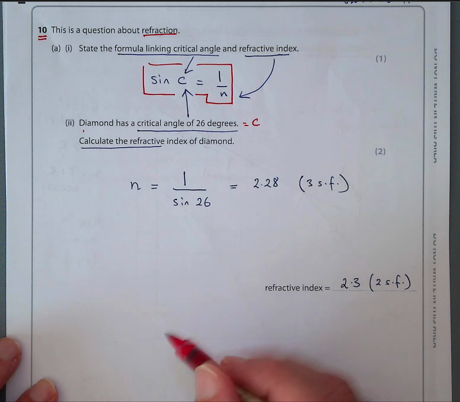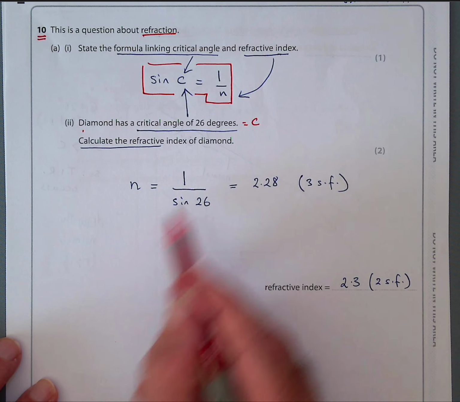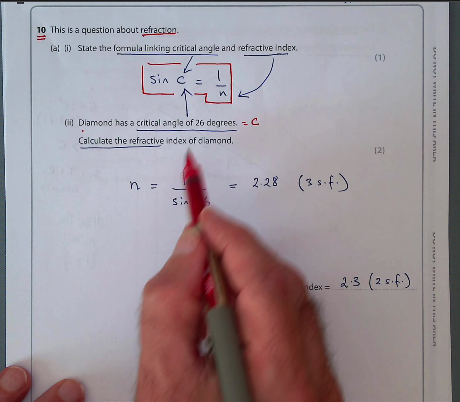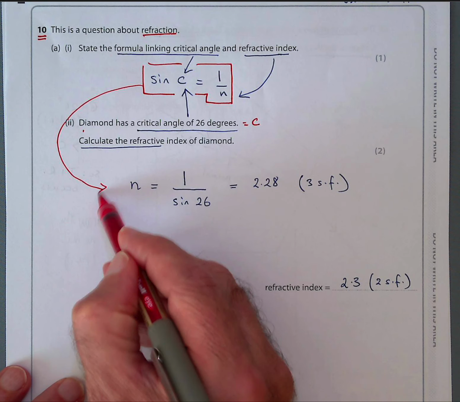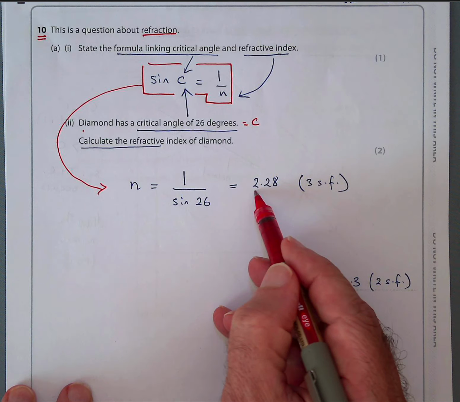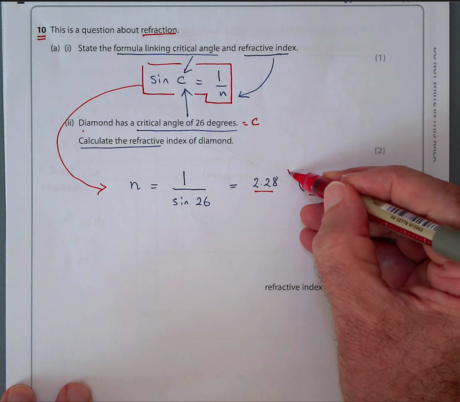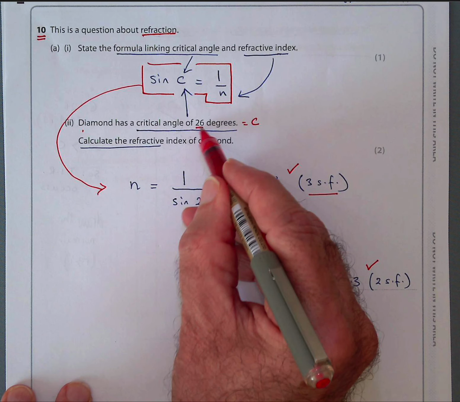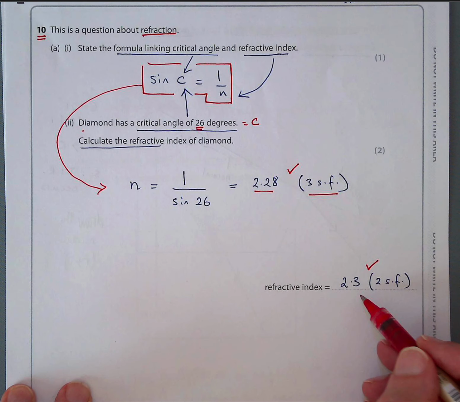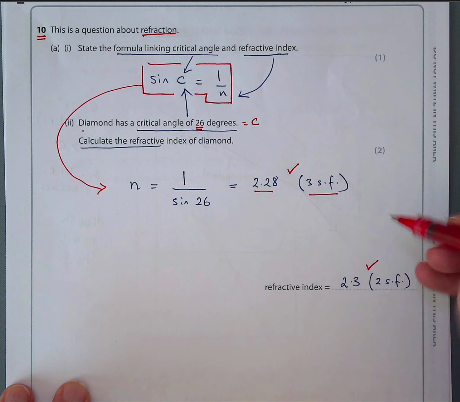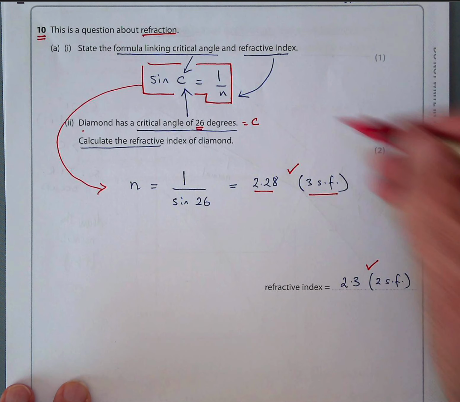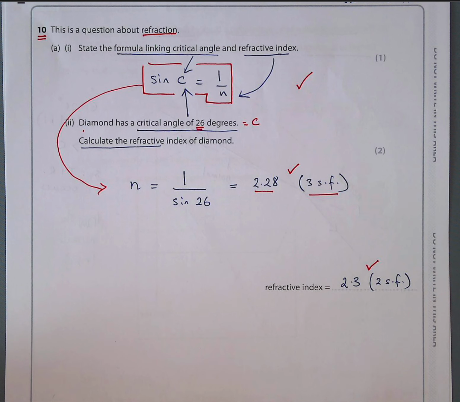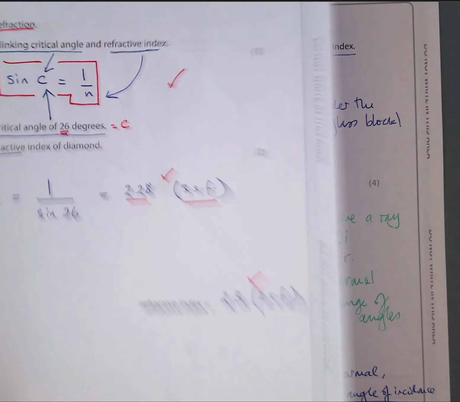They've said C is 26 degrees. So can you now calculate n? They want to see if you can use your scientific calculator properly. Now, if you change the formula around, you'll see that this becomes n equals 1 over sine of 26, which gives you an answer to 3 significant figures of 2.28, and you can round it to 2 significant figures because here they gave you 2 significant figures. So it's approximately 2.3, and that gives you 2 marks, one for using the equation properly and one for giving the answer correctly. Okay, 2 significant figures is best.